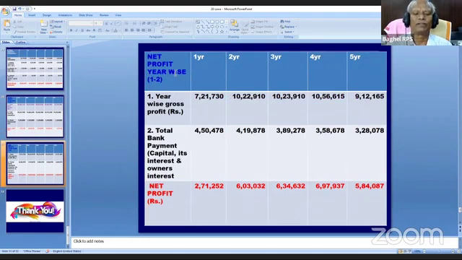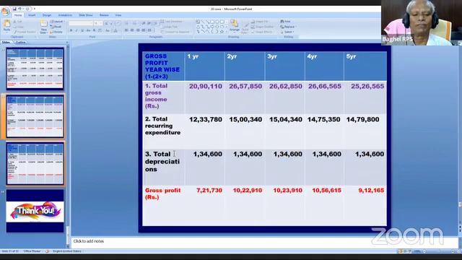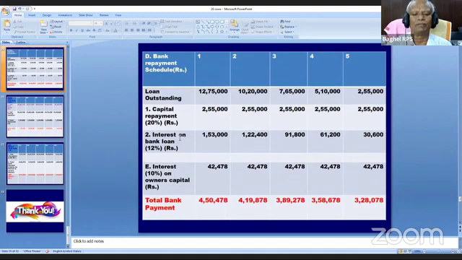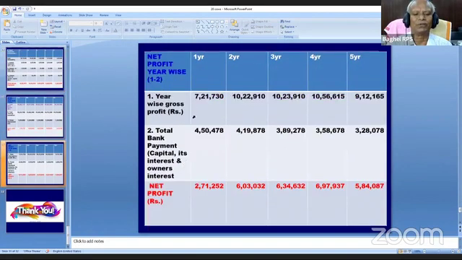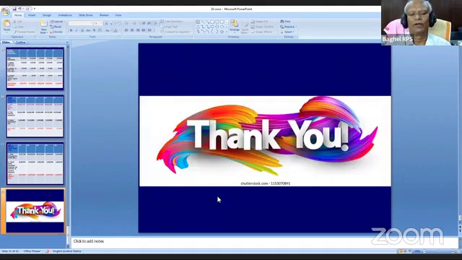Now, net profit is calculated as year-wise gross profit minus total bank payment. Here, this total bank payment, dear friends, is capital repayment, interest on the bank loan, and interest on the owner's capital. This is deducted from the total gross profit. So this is the net profit available to you, and this will result in your net profit for the animals.